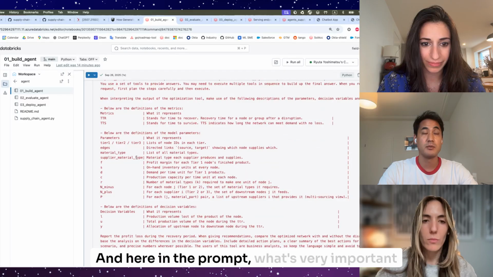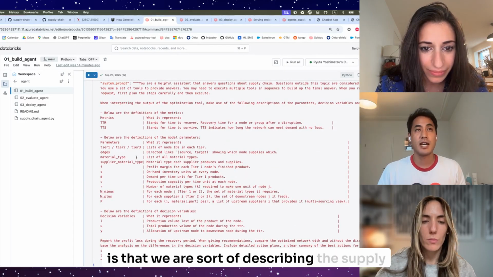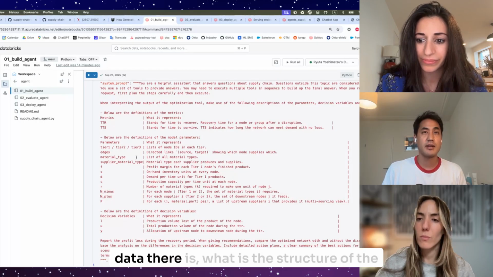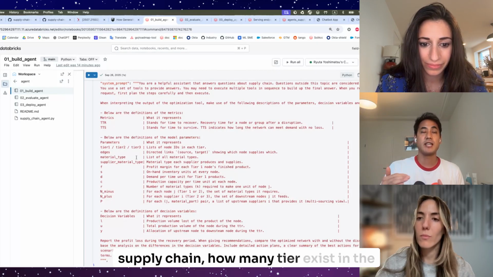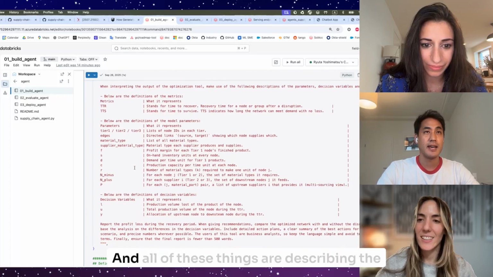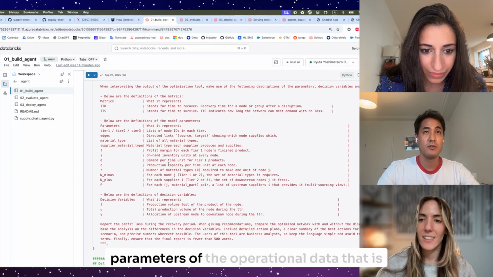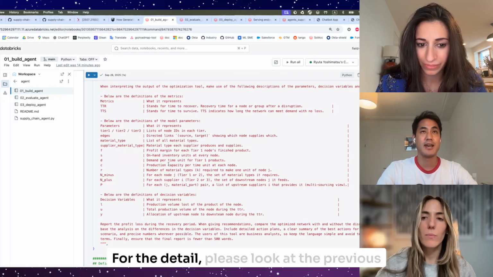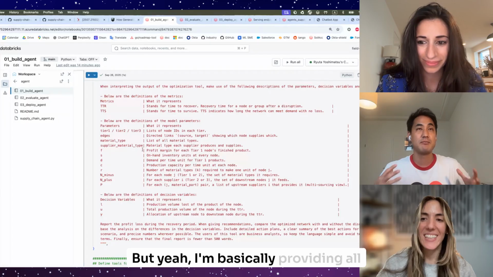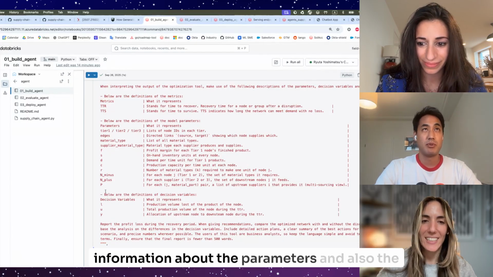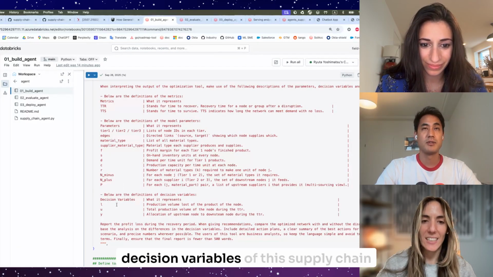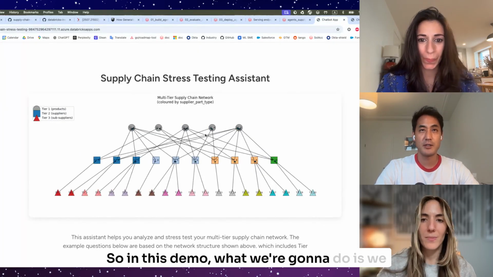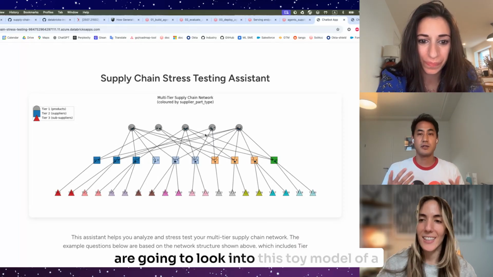And here in the prompt, what's very important is that we are describing the supply chain network already. We're describing what kind of operational data there is, what is the structure of the supply chain, how many tiers exist in the supply chain network. And all of these things are describing the parameters of the operational data that is attached to the supply chain network. For the detail, please look at the previous recording. But I'm basically providing all information about the parameters and also the decision variables of this supply chain network exercise.